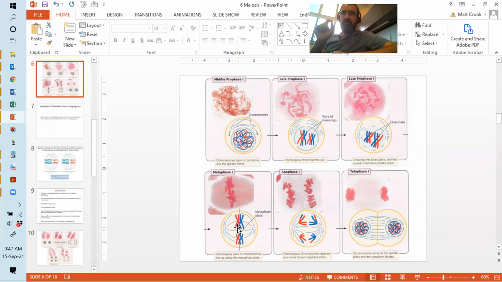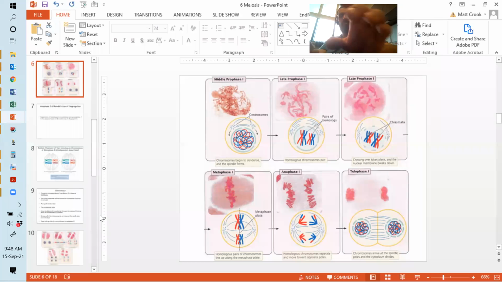So you have to be very, very precise about what stage of meiosis you're talking about. And you can tell by counting chromosomes and seeing how they're lined up in metaphase. That will tell you instantly what exactly you're looking at.